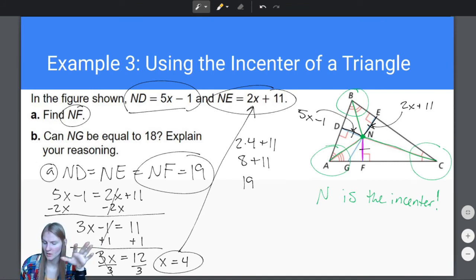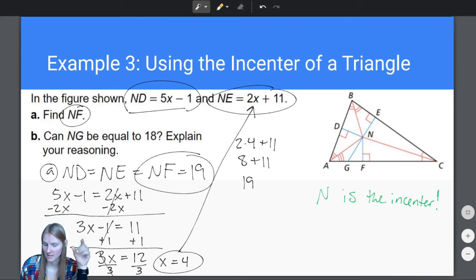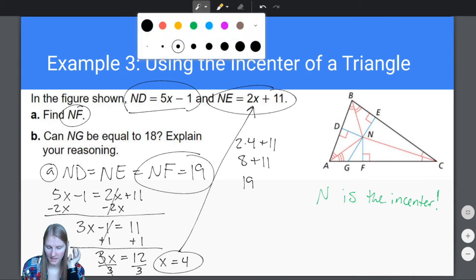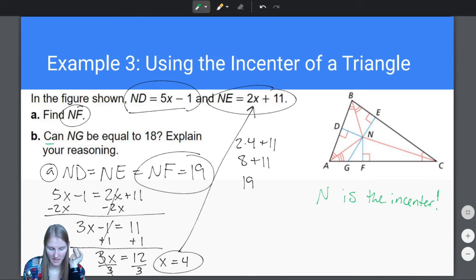So I'm going to erase this for the sake of understanding what part B is asking. So let's do this in green again. Can NG be equal to 18? So NG is some random line right here. And they want to know, can it be 18?